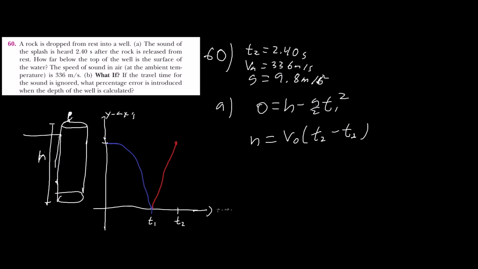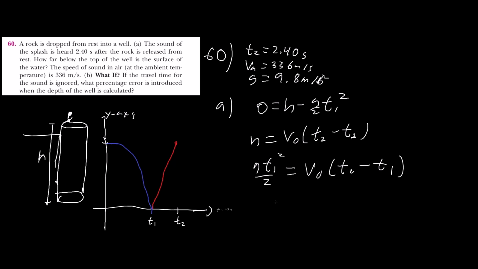I'm going to take the first equation and solve for h, and we're going to have a quadratic formula, but that's okay. And I'm going to let this equal v naught times t2 minus t1. We know what t2 is. The reason for that is because I want this to be a nice, simple quadratic so that we can solve for one of the variables and then get the other one. So what I'm going to solve for is specifically t1, the time it takes for the rock to hit the water.